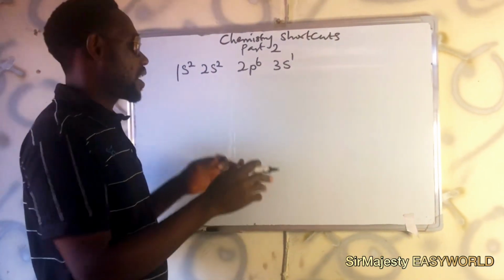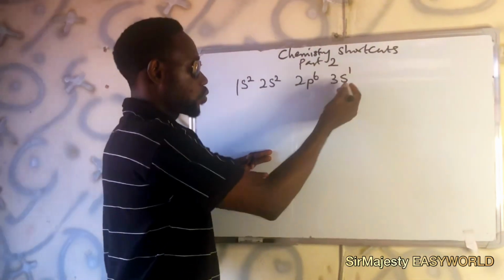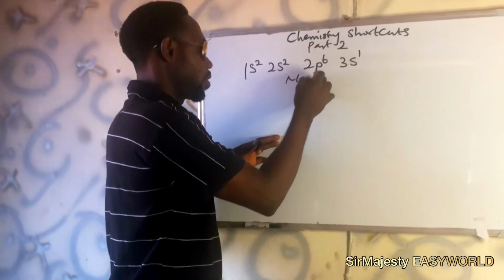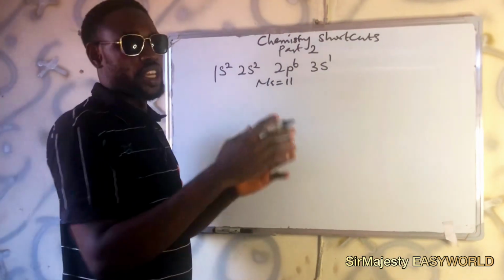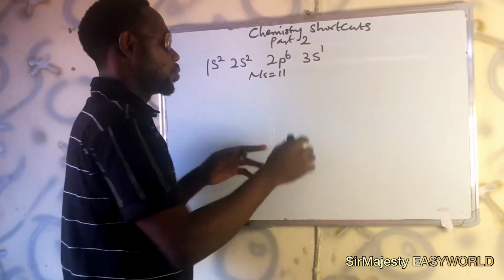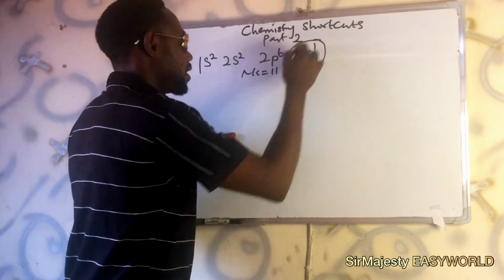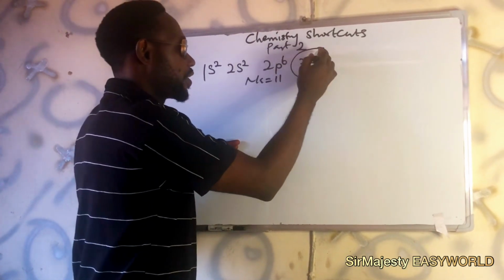Some will go and start calculating 2 plus 2 plus 6 will give you 10 plus 1, which is 11. This is actually sodium. Then you memorize and say that sodium is in group 1. This will take you more time and you might get confused if you are memorizing. See what you will do. See this last thing here. This last figure, this last unit shows everything.